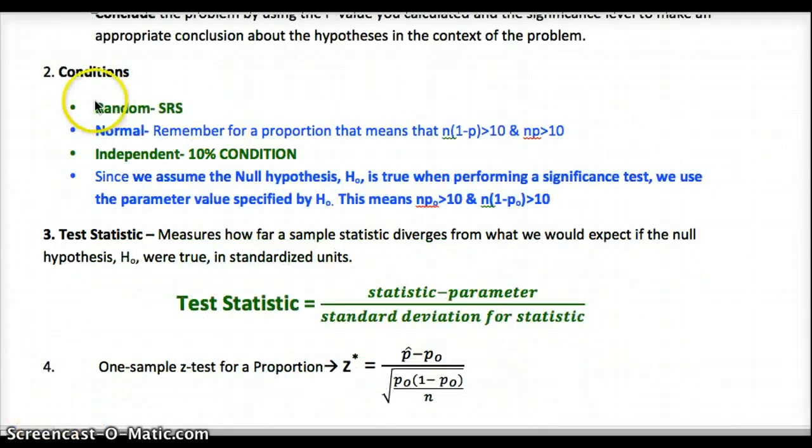Remember our conditions: random, we need an SRS. If it's an experiment, a random assignment as well. Normal: remember for a proportion that we need n times p and n times 1 minus p to be greater than or equal to 10.